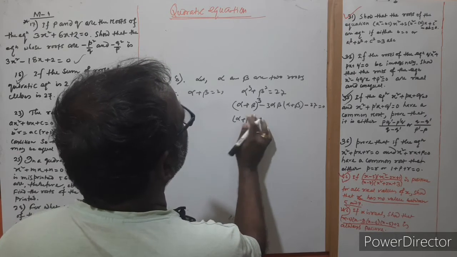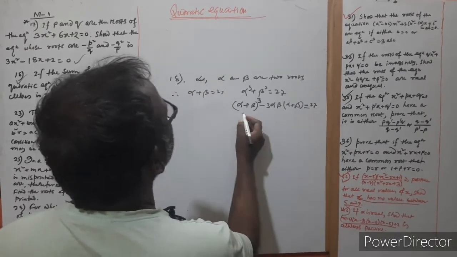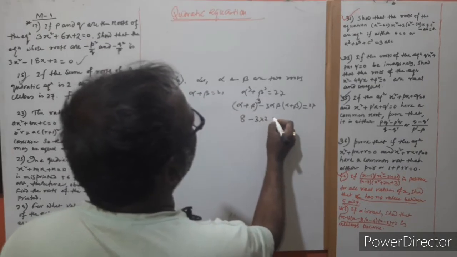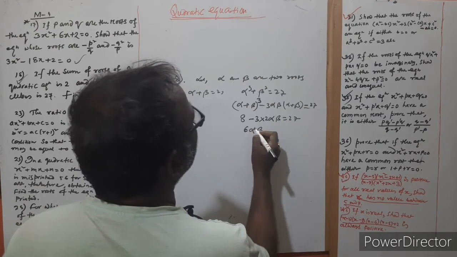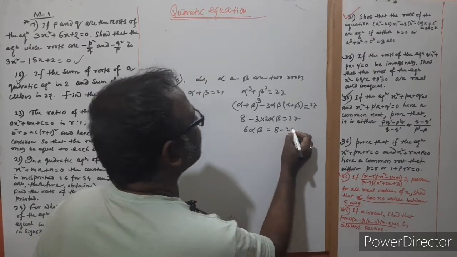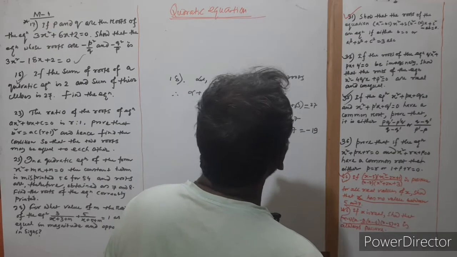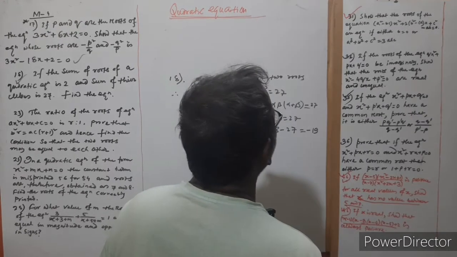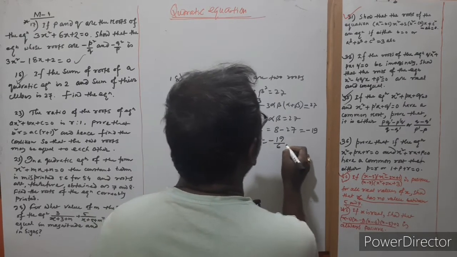You have to find it, and this is easy to solve. So take 27 here, and this is 8 minus 3 into 2 into alpha beta equal to 27. So 6 alpha beta is 8 minus 27, that is minus 19. So alpha into beta is equal to minus 19 by 6.